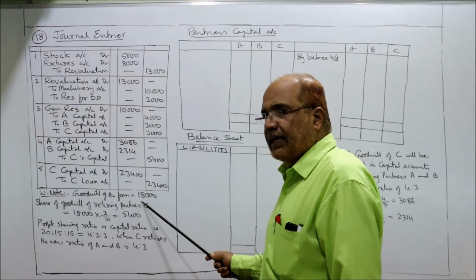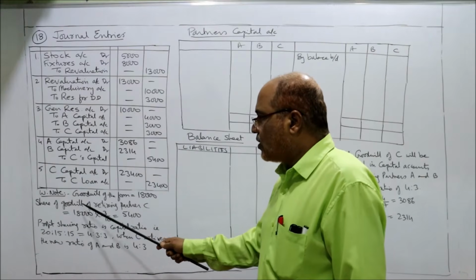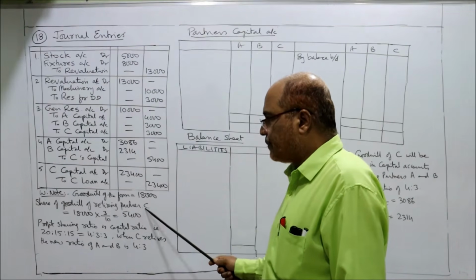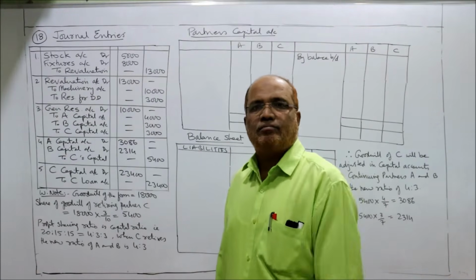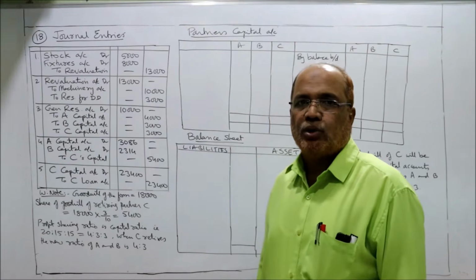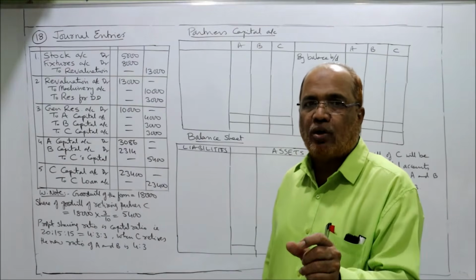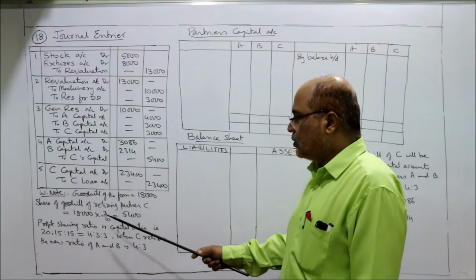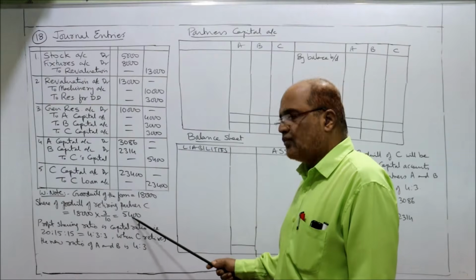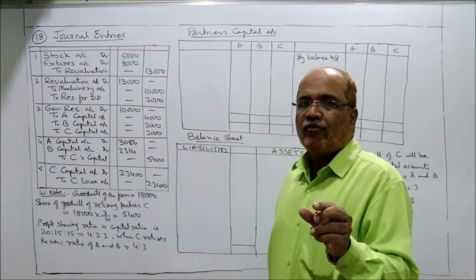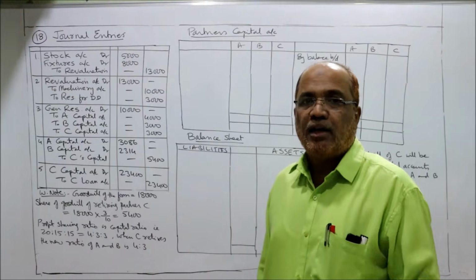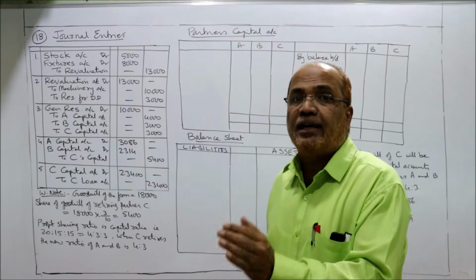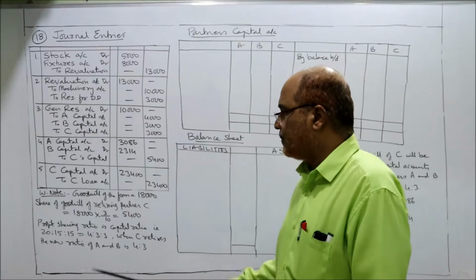So first you can see the working note here. Goodwill of the firm is 18,000, given in the problem. Share of goodwill of retiring partner C, 18,000 into 3 by 10. 4 is to 3 is to 3 is the profit sharing ratio, so 3 by 10 is the share of the retiring partner C. So 18,000 into 3 by 10 is 5,400. The share of goodwill of the retiring partner is 5,400. Now C's capital should be credited by 5,400.